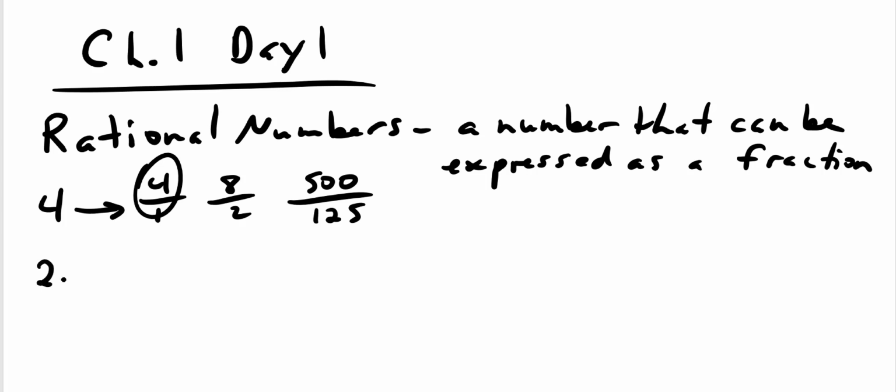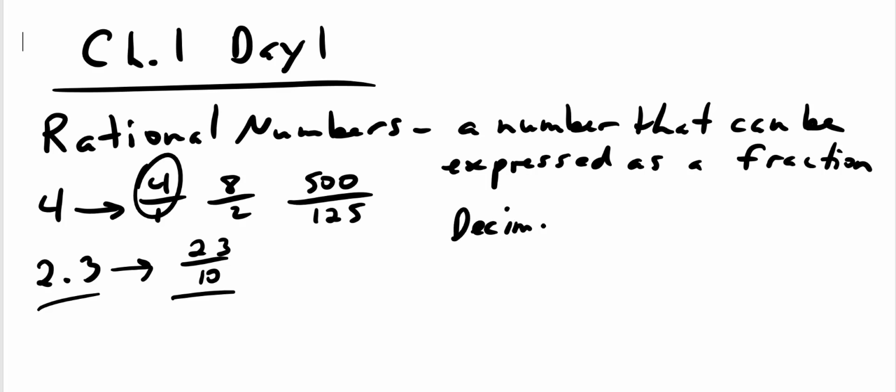Even something like 2.3. You're saying, Mr. Curtis, that's 2.3, you can't have that as a fraction. Actually, I can write it as 23/10, because if I take my calculator and type in 23 divided by 10, I get 2.3. So I truly can write this as a fraction. So here's the deal. Decimals are okay if they end.